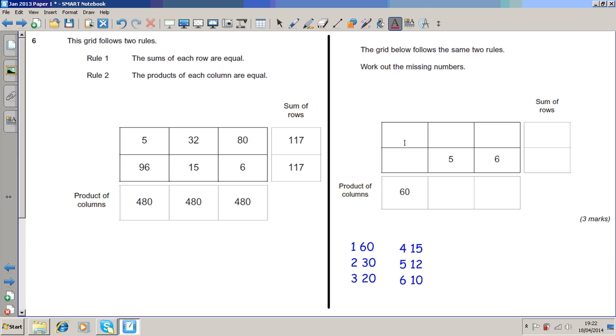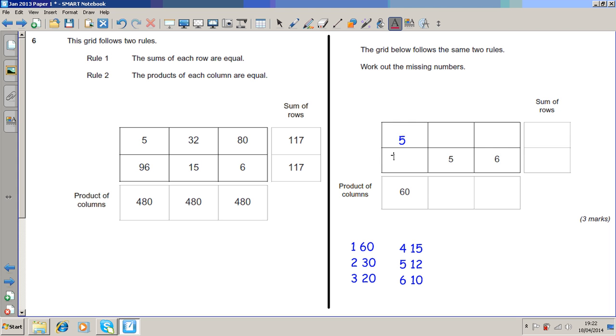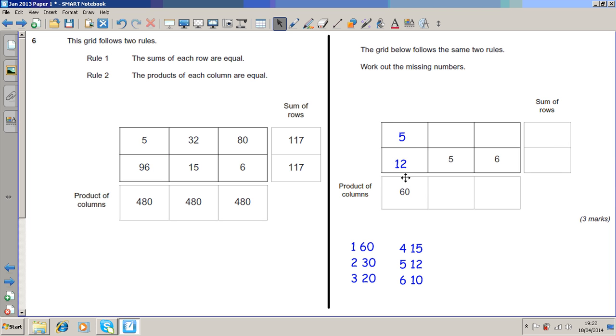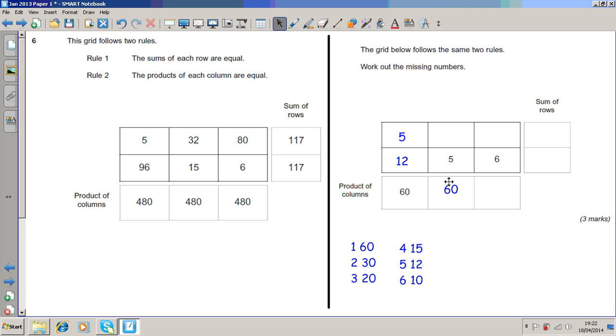Okay, I can't see any other way than just going for it. So I'm going to go for 5 in there, and 12 in there. Now I know that these two have got to be 60. In fact, okay, I'm going to go back a step and just delete them two off.